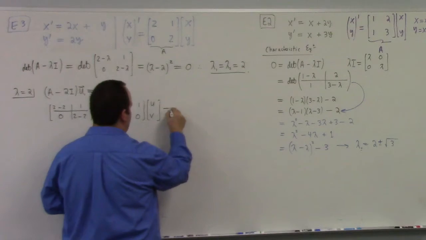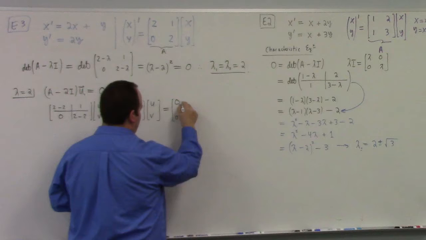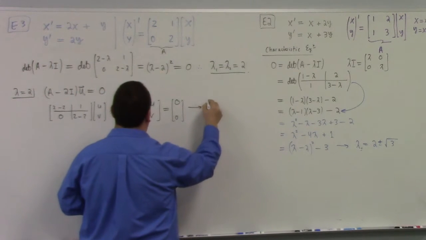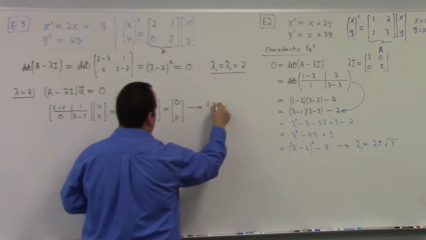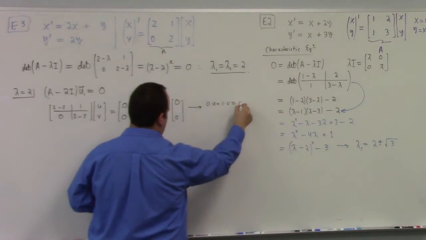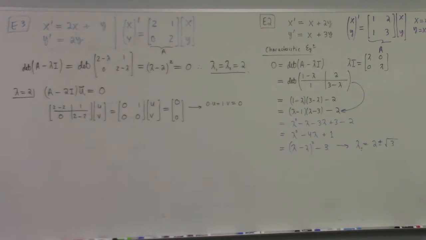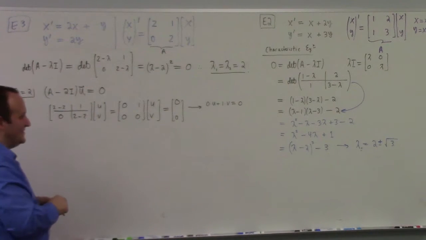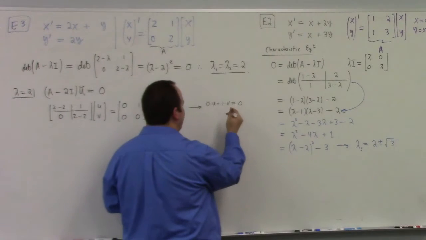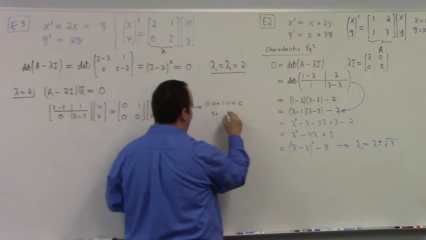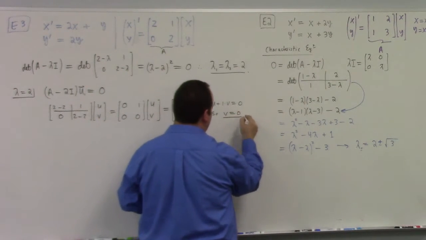So if I want to solve this equal to 0, 0, what happens here? 0 times u plus 1 times v equals 0, right? The second equation is not interesting. Actually, what's interesting is it's not interesting. And this just tells me what? So apparently v is equal to 0, right?